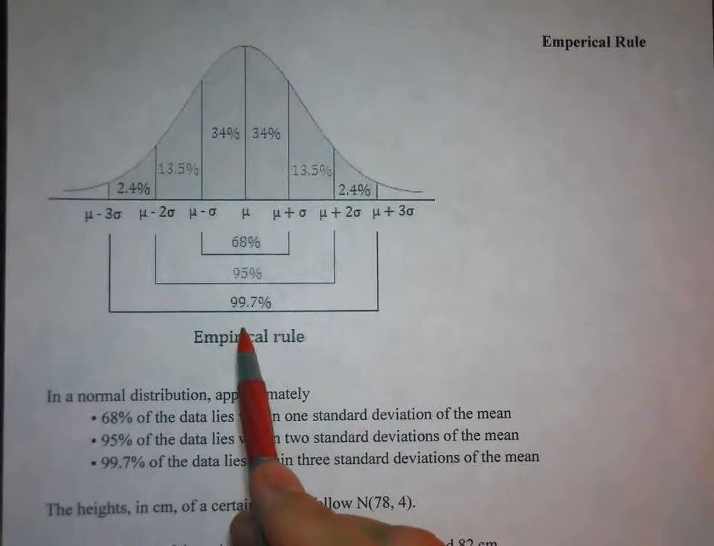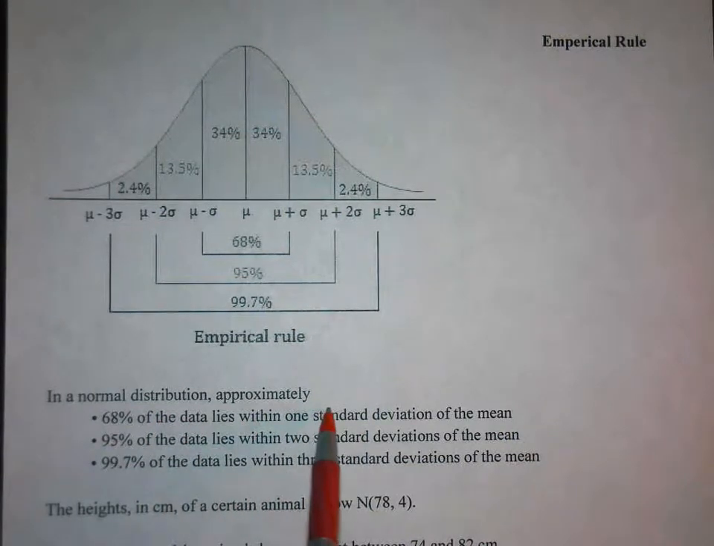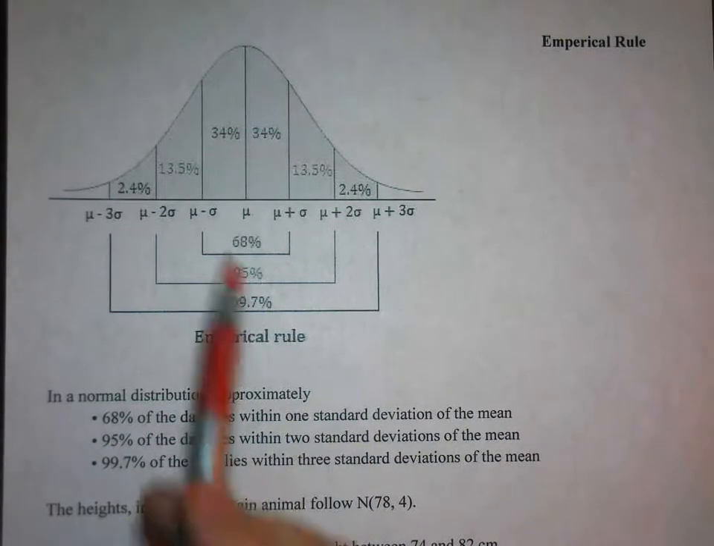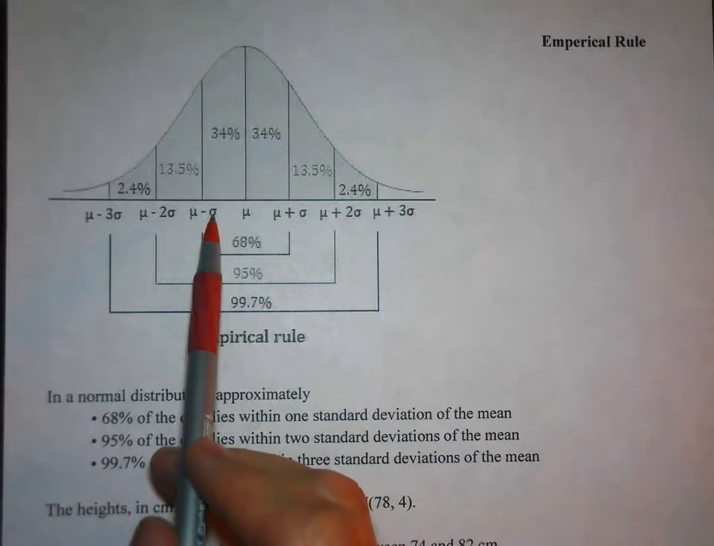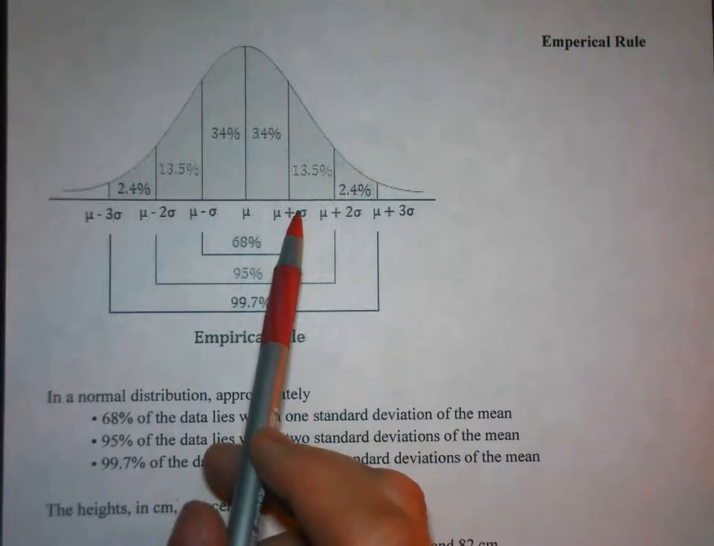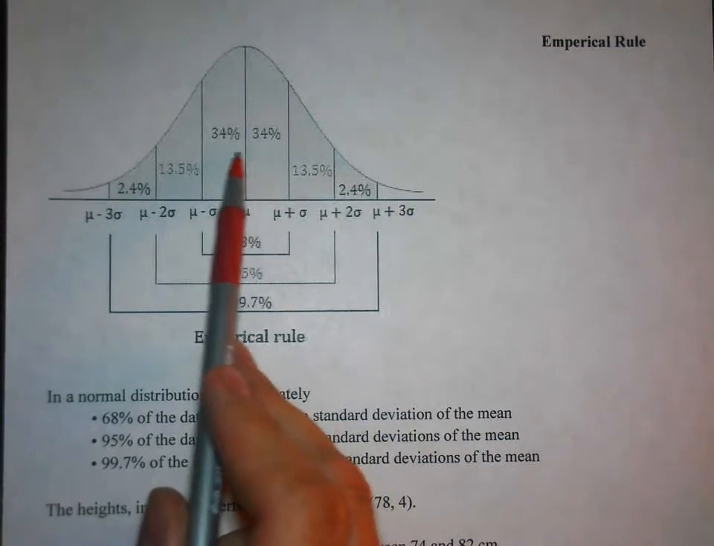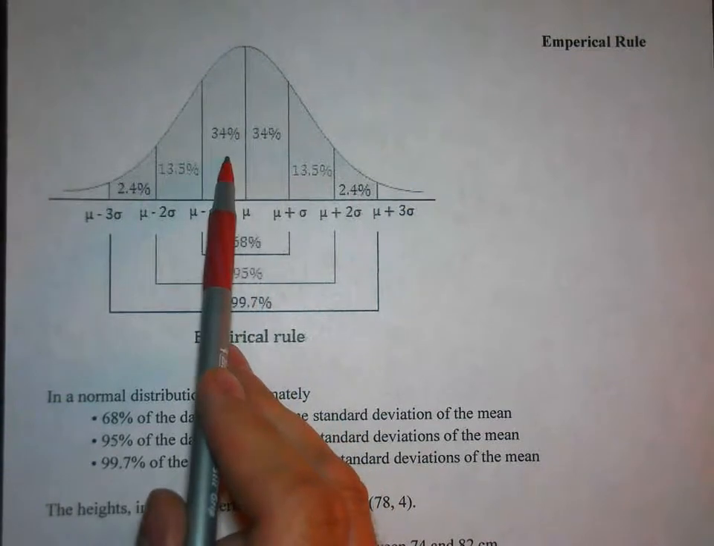So the empirical rule just states that 68% of the data values lie within 1 standard deviation of the mean. So between mu minus sigma and mu plus sigma, there's 68% approximately. So there's 34% in each of those symmetric parts.